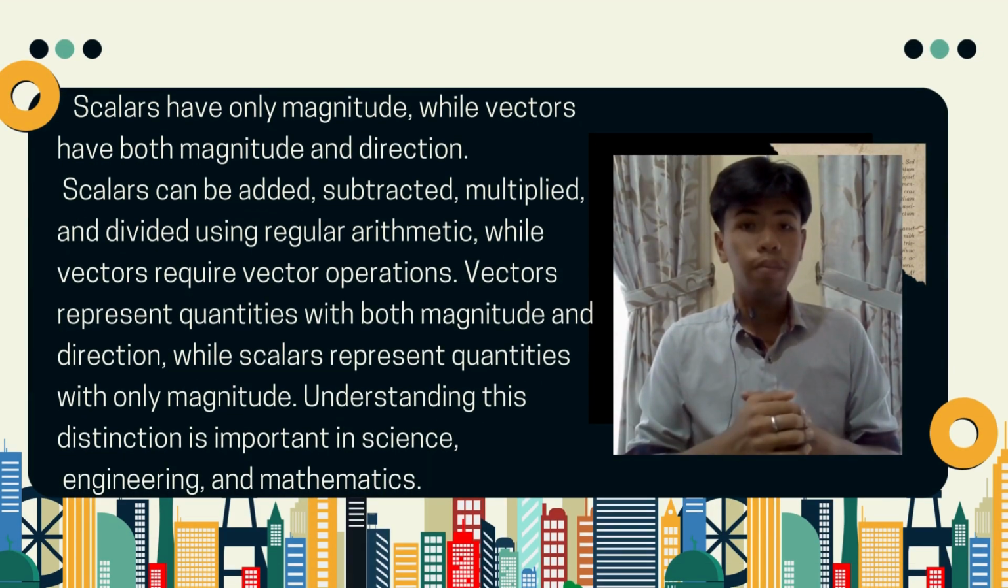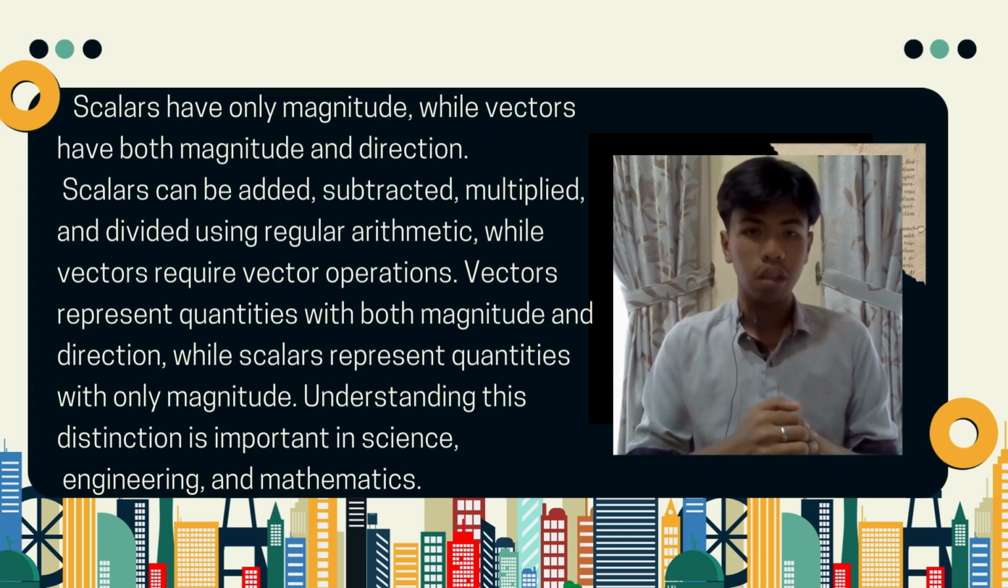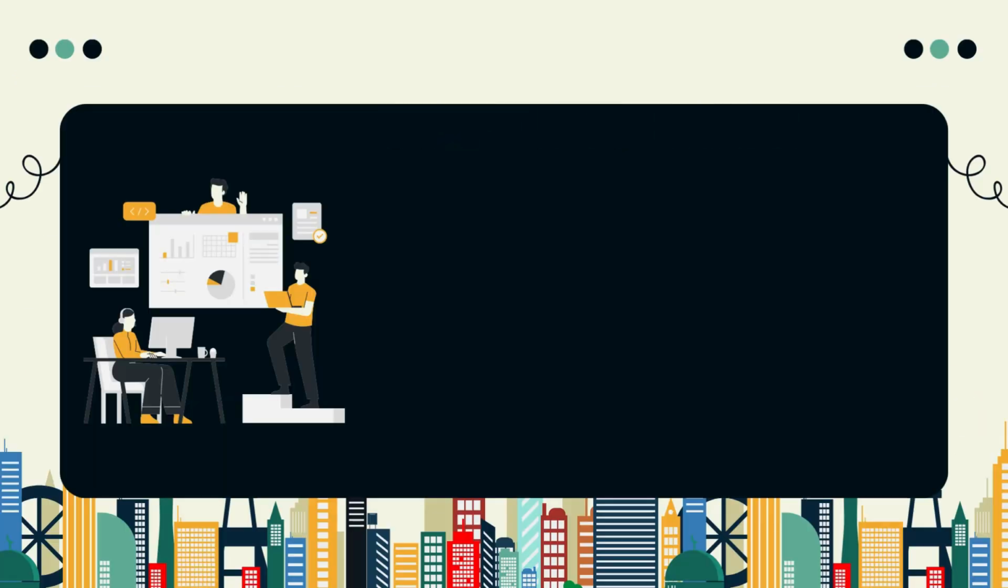Scalar have only magnitude, while vector have both magnitude and direction. Scalar can be added, subtracted, multiplied, and divided using regular arithmetic, while vector require vector operation. Vector represent quantity with both magnitude and direction, while scalar represent quantity with only magnitude. Understanding this distinction is important in science, engineering, and mathematics.